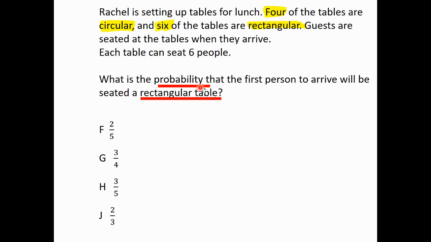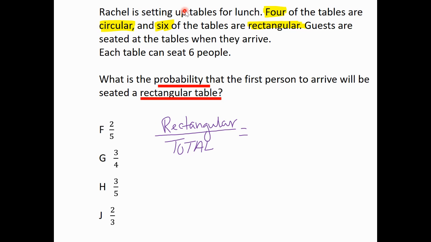So remember, whenever I see this word probability, we're talking about a fraction. It's what you want to happen on top over the total on the bottom. So whenever I see probability, I always go to the question first before I even worry about what was up here in the story. I'm going to look at the question. Here's the question mark that's usually pretty close to what you're looking for. What is the probability of being sat at a rectangular table? So that is what I want, a rectangular table that goes on top, and then the total's going to go down on the bottom, okay?